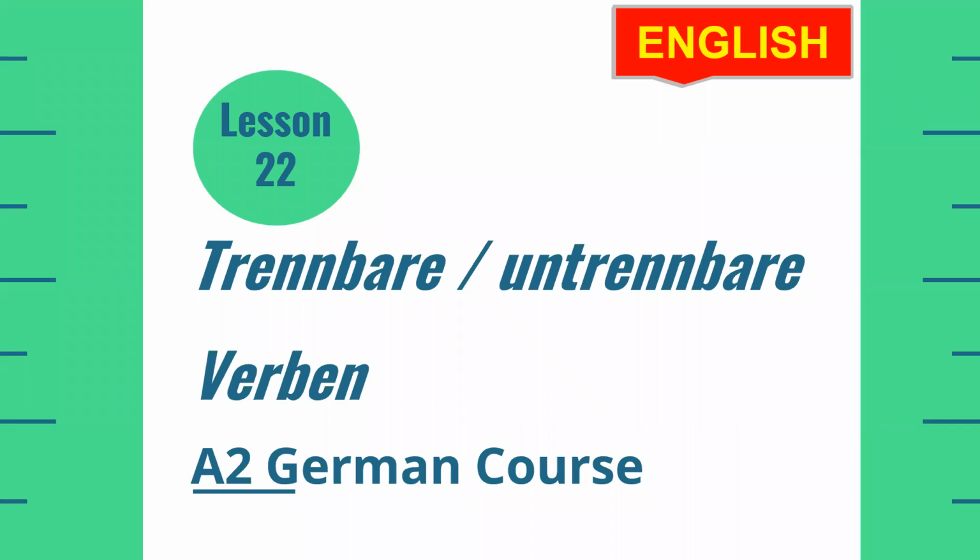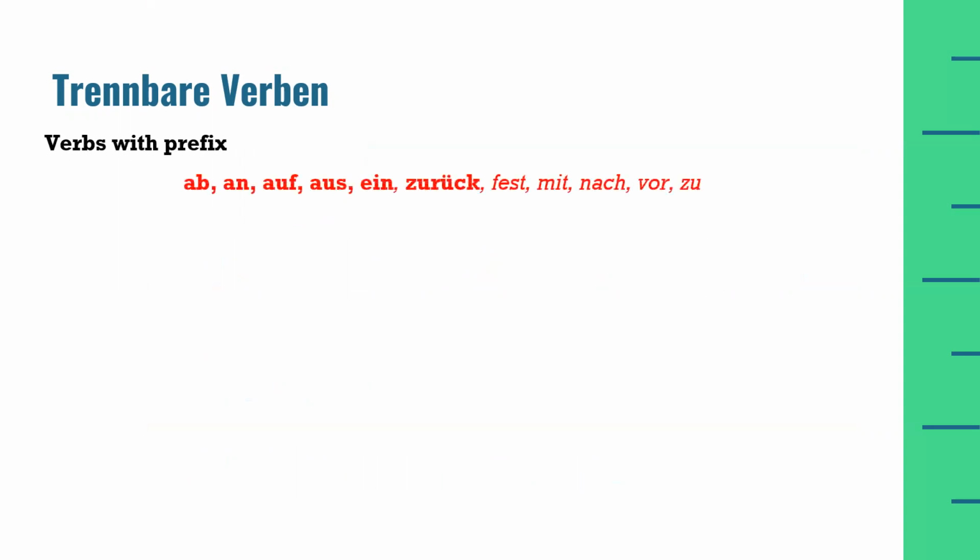Today is lesson number 22 of the A2 level of the German language course, and today we are going to talk about separable and non-separable verbs. Separable verbs are called trennbare Verben and non-separable verbs are called untrennbare Verben. We will cover how to identify if a verb is separable or non-separable, and we will also learn how to use these separable and non-separable verbs in sentences. So let's start with trennbare Verben, which means separable verbs.